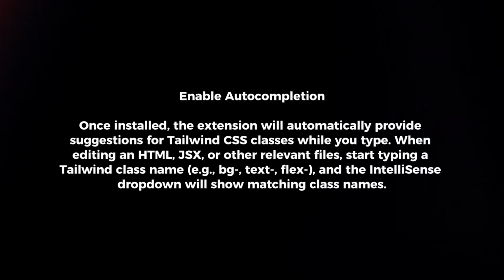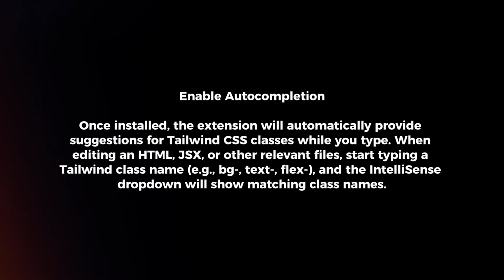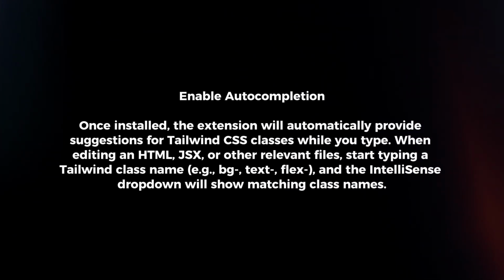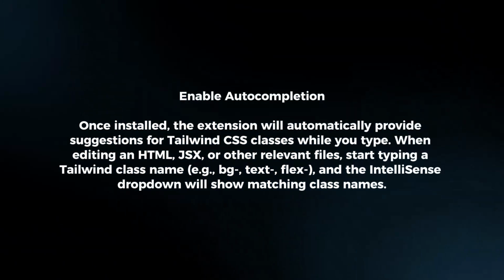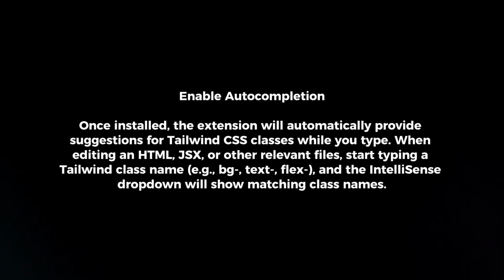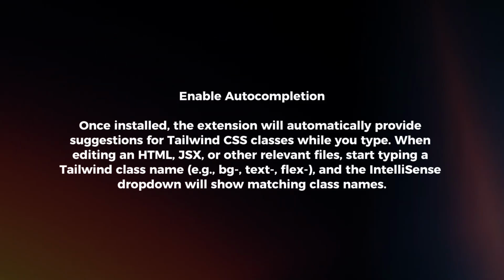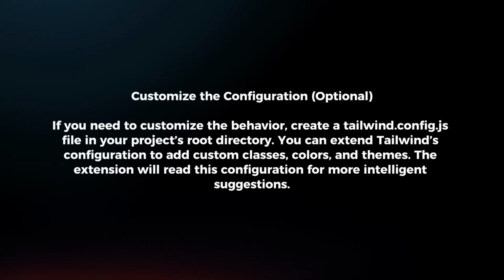Enable auto-completion. Once installed, the extension will automatically provide suggestions for Tailwind CSS classes. When editing an HTML, JSX or other relevant files, start typing a Tailwind class name and the IntelliSense drop-down will show matching class names.